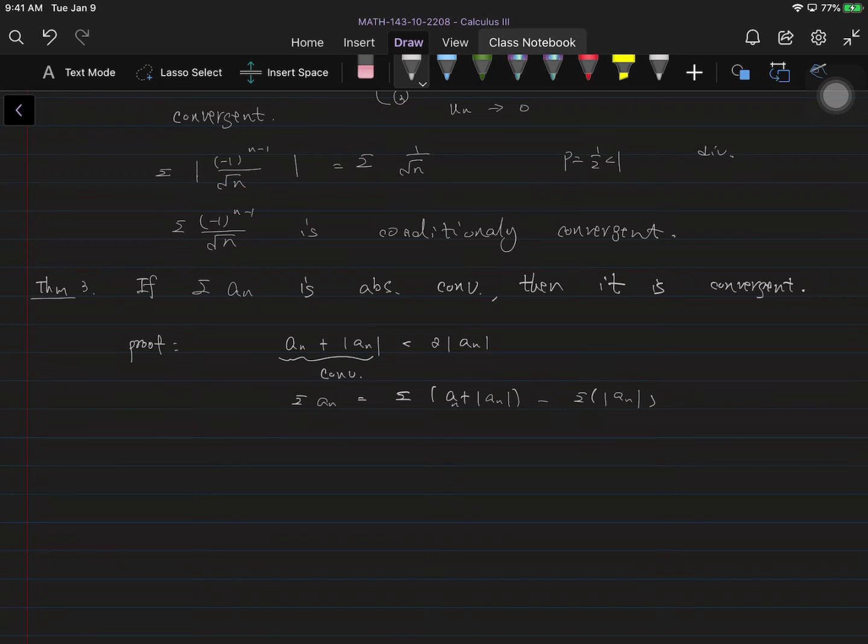Now let's take a look at an example of how to use this theorem to tell whether a given series converges or diverges. Example 3. Test the sum of (-1)^n over 3^n for convergence.